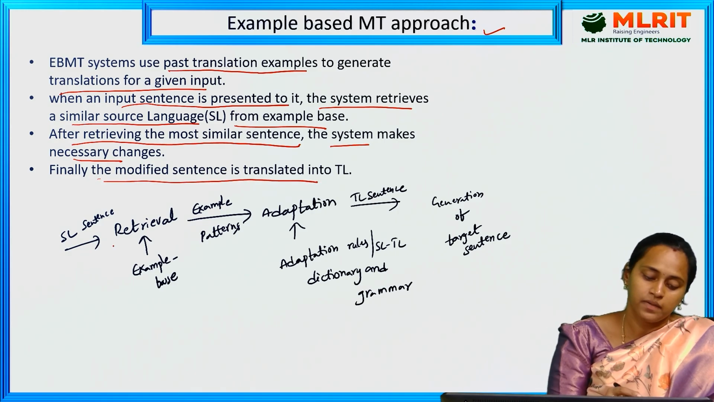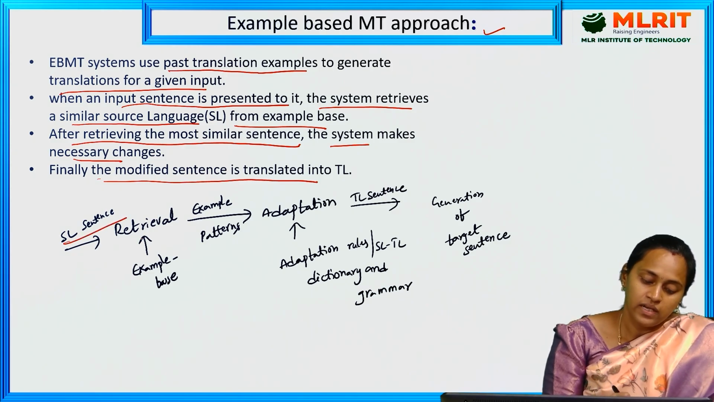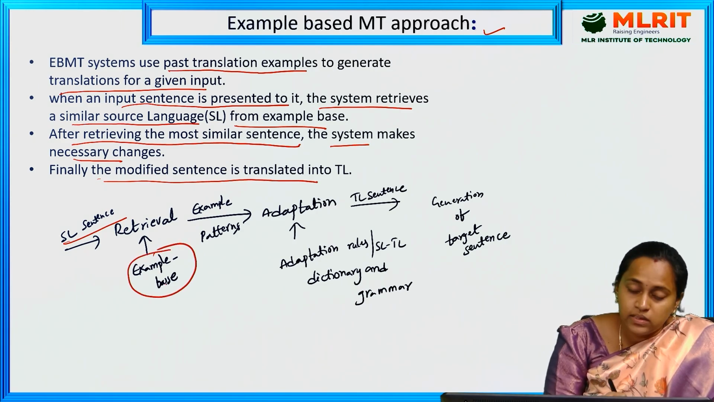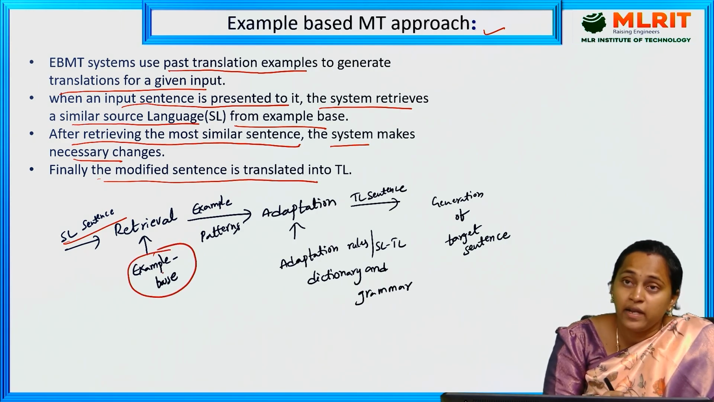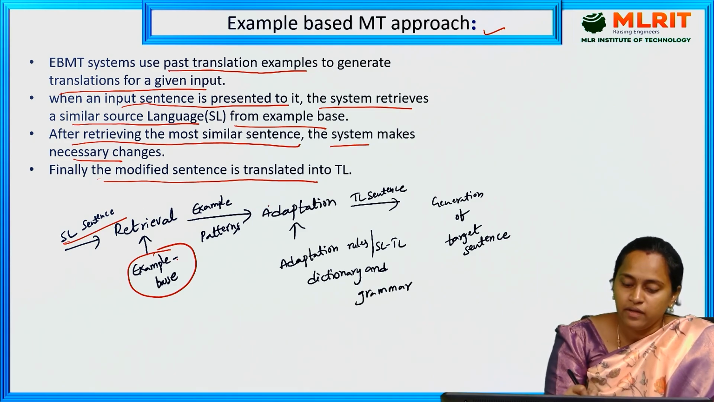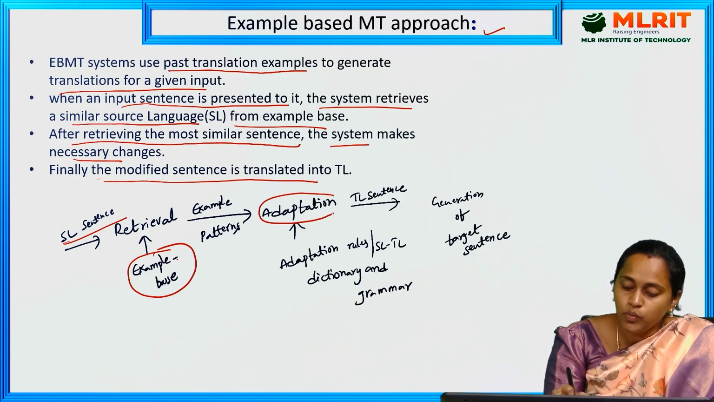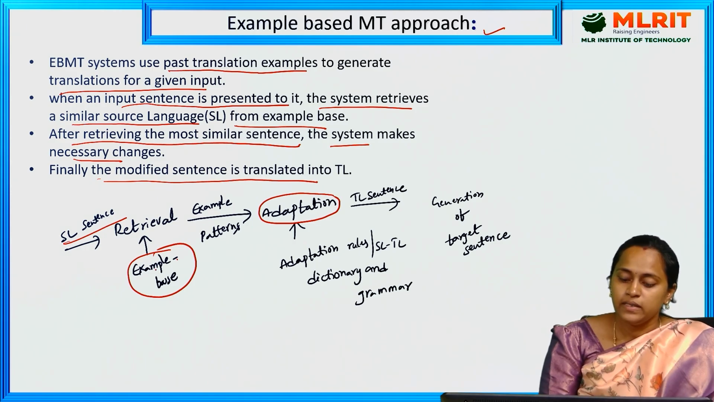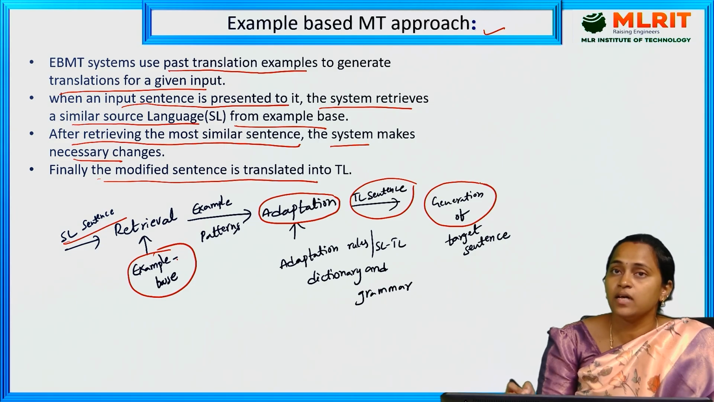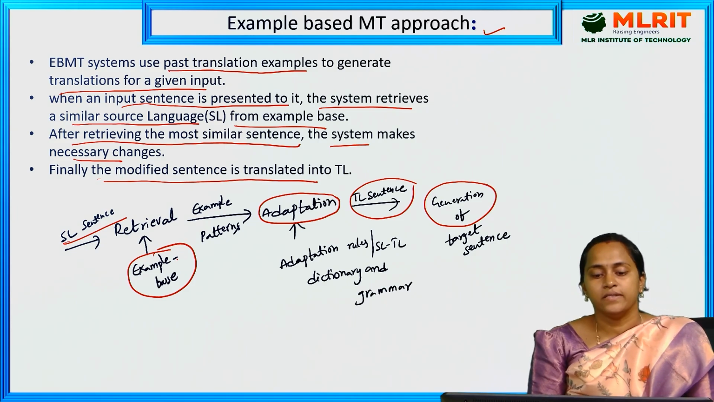Let's see the diagram. Source language sentence. We have to retrieve the source language sentence by using the example base. It is a dataset, and the dataset contains the previous examples, so the main name is example base. It contains previously generated sentences, and we can retrieve from the dataset. After that, adaptation, which means we have to analyze the sentence.